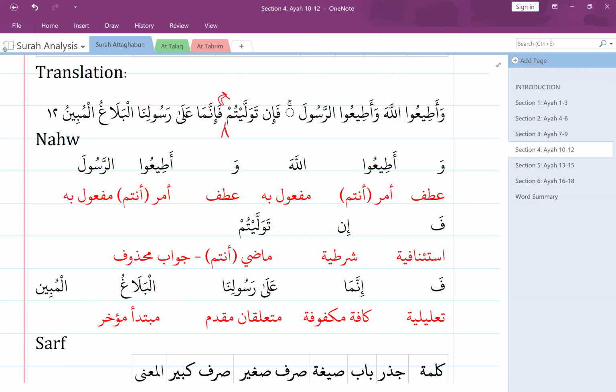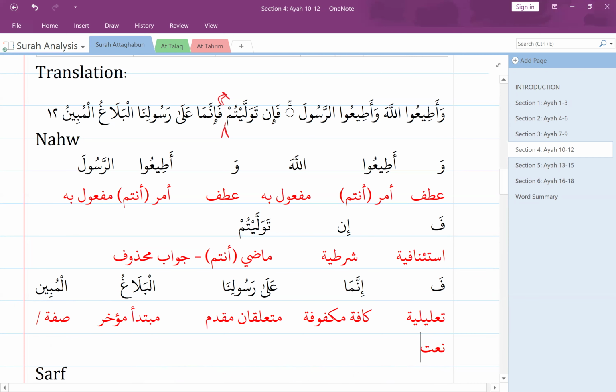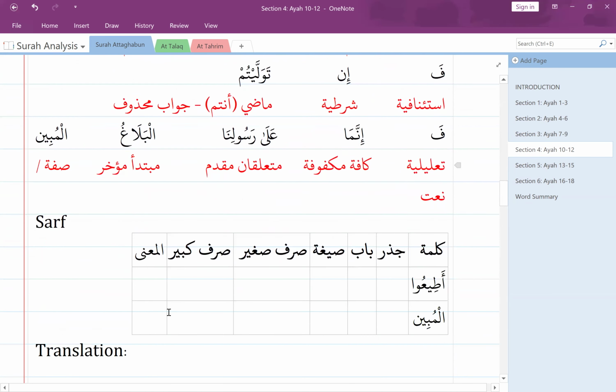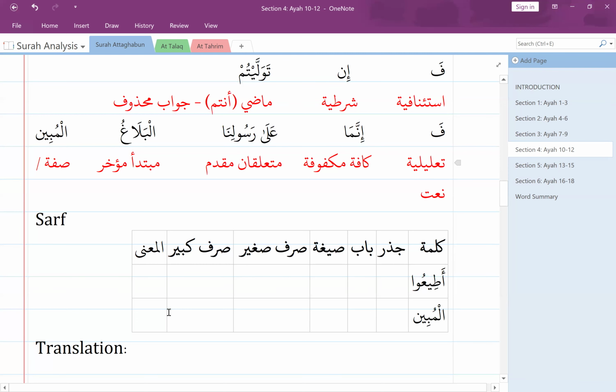And of course, al-mubin would be the sifa, or in some books you would see nat. It's written nat. I'm just going to write it here for those who might not be familiar with this. Sifa or nat, pretty much the same thing. They both mean description. So al-balagh is a mubtada and al-mubin is the sifa to al-balagh. Okay. إنما على رسولنا البلاغ المبين. Any questions on that?